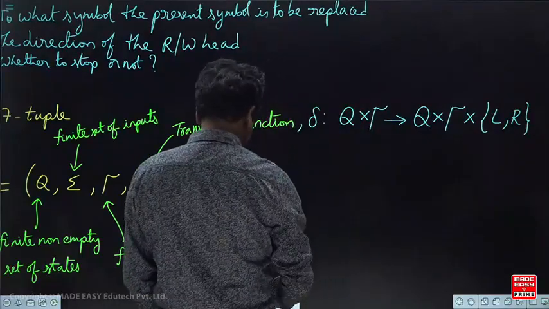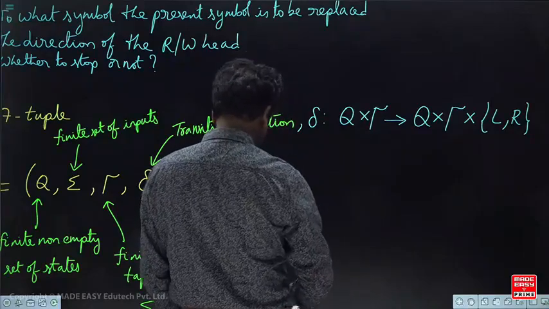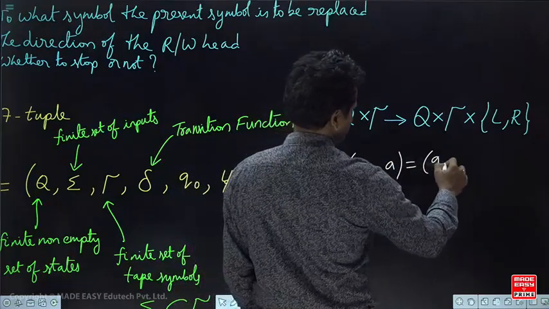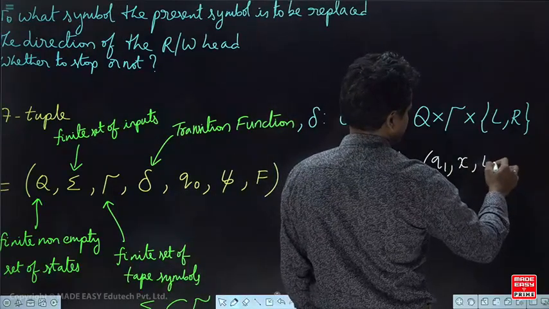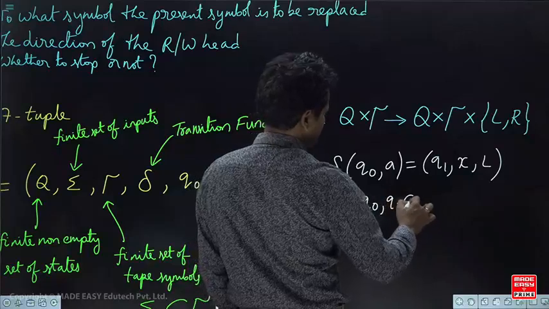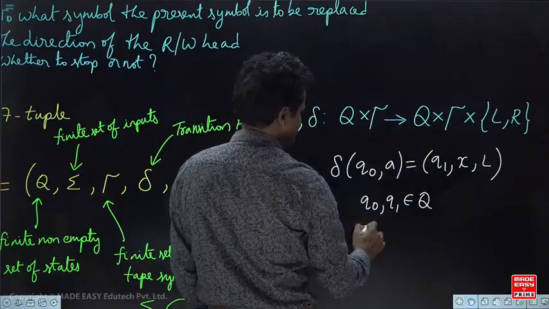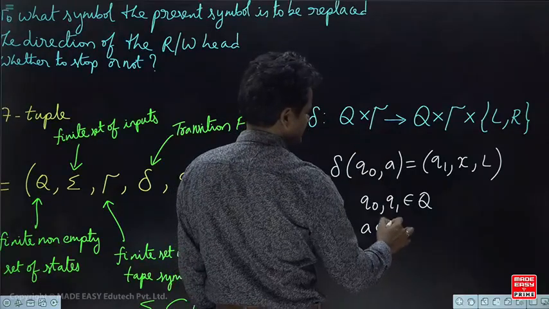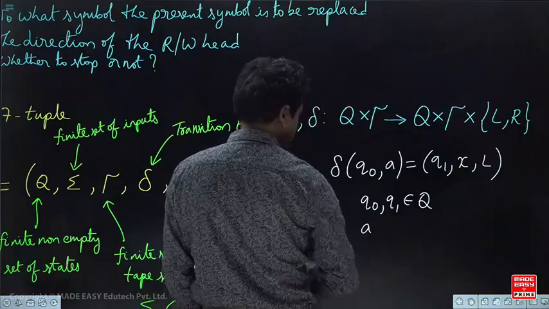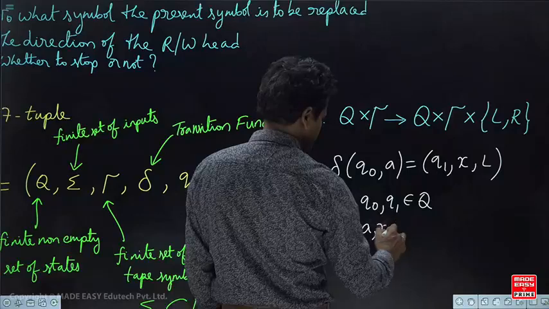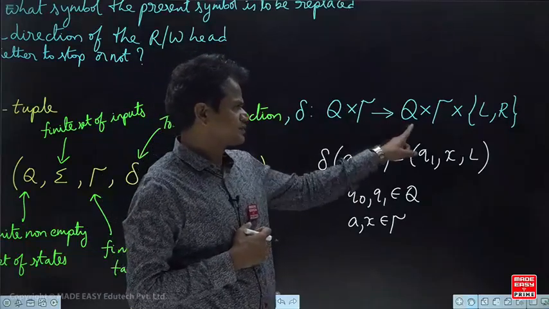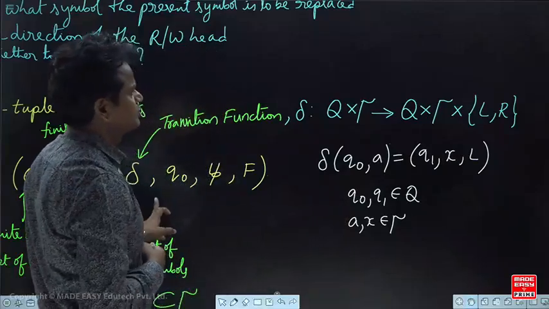You remember the previous example I gave: delta of Q naught comma A equals Q1 comma X comma left or right. Q naught and Q1 are states. A is an input symbol, and not only an input symbol, it can be a tape symbol, since every input symbol is also a tape symbol. X is also a tape symbol. So A and X both belong to tau. This is the mapping: Q cross tau takes a state and a symbol from the tape, and gives the next state, the next symbol, and the direction. So Q cross tau into Q cross tau cross direction.